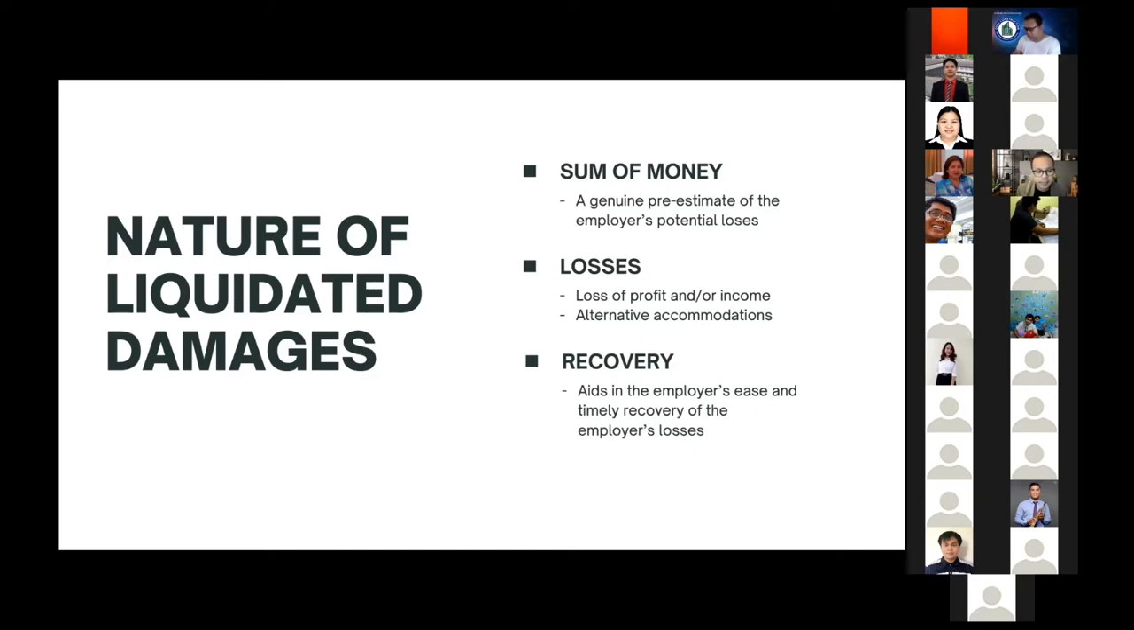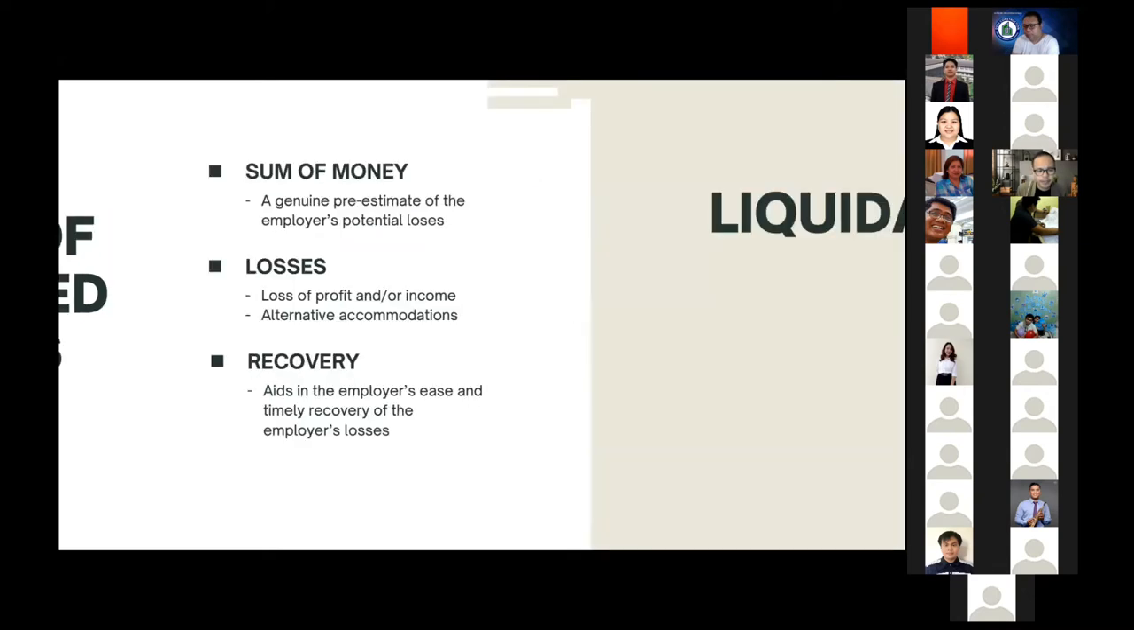Determining the exact or precise amount of damages brought about by a delay in performance can be expensive, challenging, and time-consuming. So therefore, the parties agree at the outset on a figure that is likely to be the loss of the employer, and then it will be recovered by the employer from the contractor when a culpable delay occurs. So that's the nature of liquidated damages.